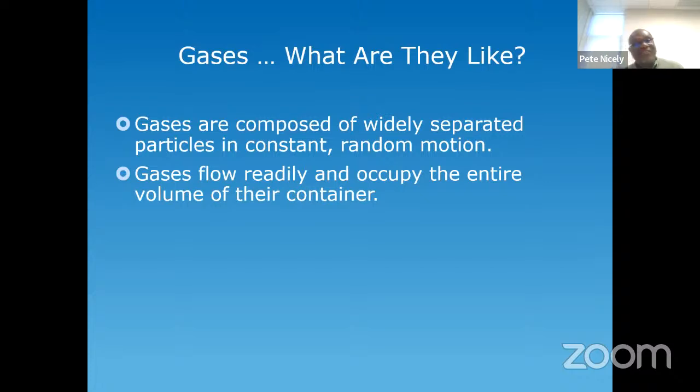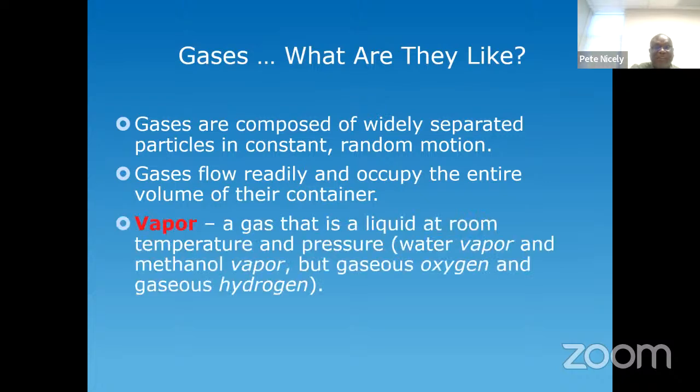And as a result of that aspect of the behavior of gases, in terms of what we can observe, we know that gases flow readily, and they tend to occupy the entire volume of their container, right? So we can relate that observation to the fact that the gas particles are highly energetic, always moving, and so on, all right?